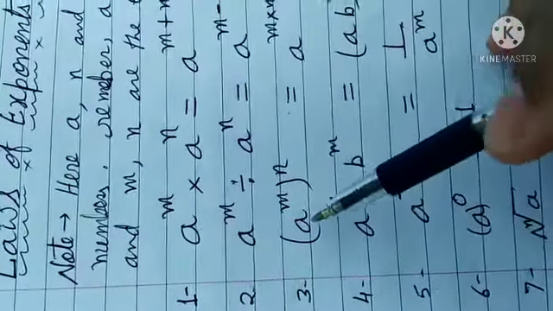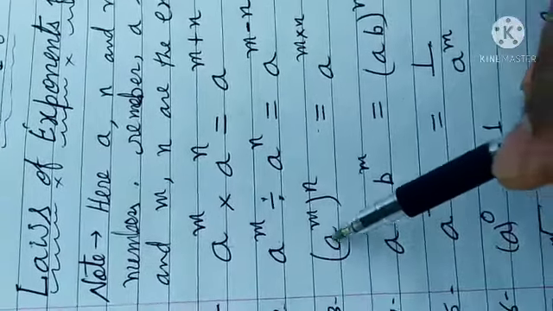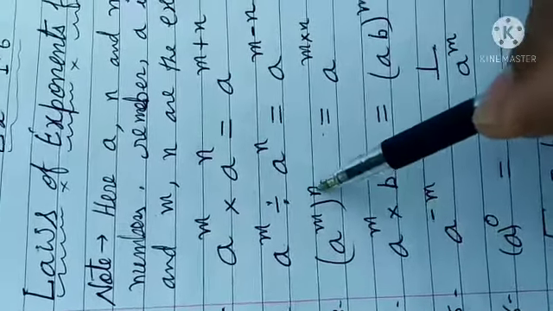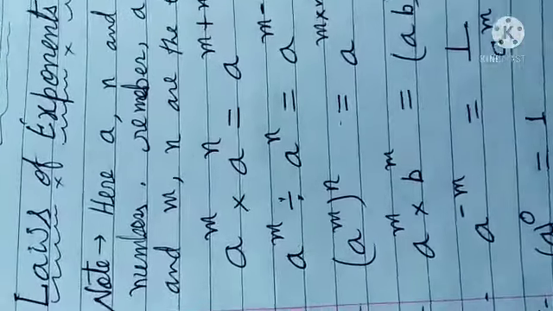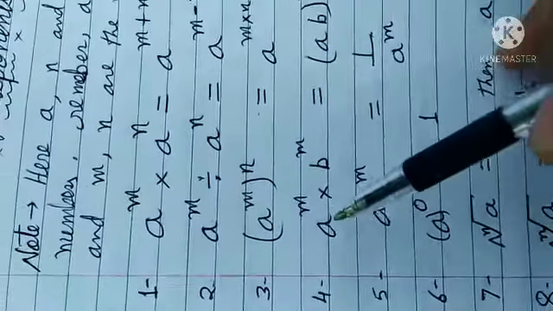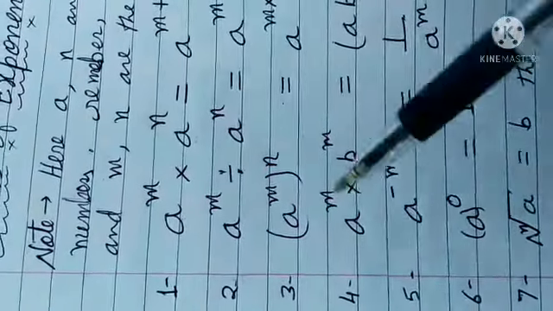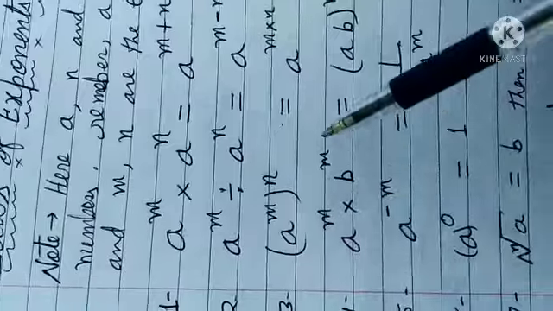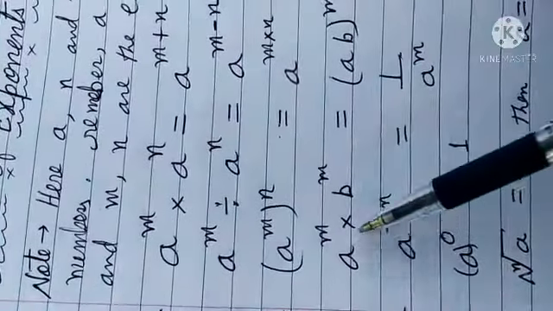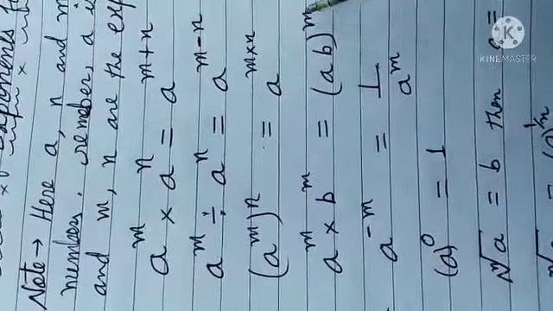Now the third law, a to the power m and whole to the power n. In this case, if it is power over power, you have to multiply both the powers. Means a to the power m multiplied by n. Next law, fourth: a to the power m multiplied by b to the power m. Now if bases are different and exponents are the same, then what to do? You should write both bases together in multiplication and whole to the power m. Means you should take the power m common.